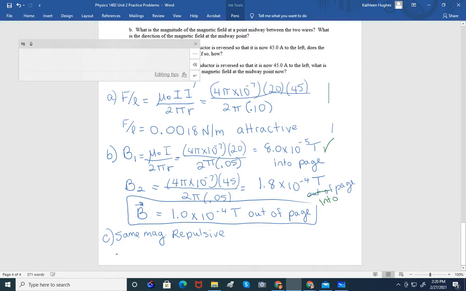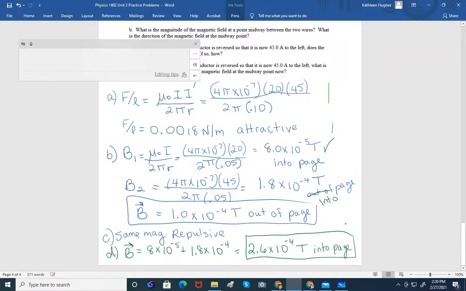So when we do part D, they're both going into the page. I'm going to have to add those up. 8 times 10 to the negative 5 plus 1.8 times 10 to the negative 4. So instead of a difference, because they were in opposite directions, it's a sum, they're in the same direction. The correct answer is going to be 2.6 times 10 to the negative 4 Tesla into the page.